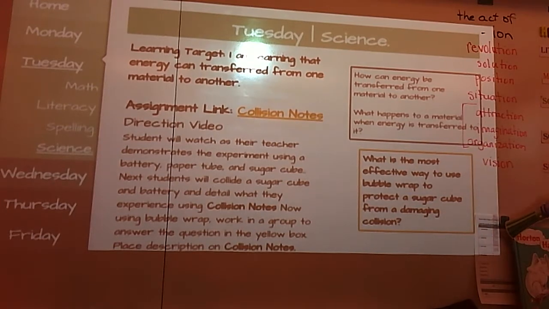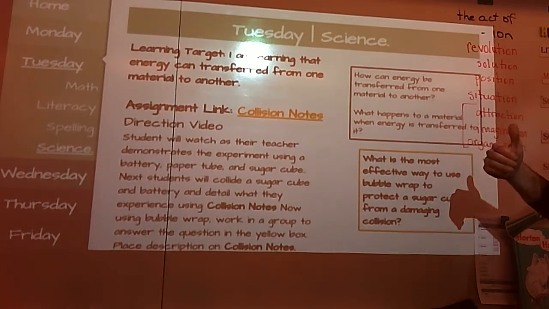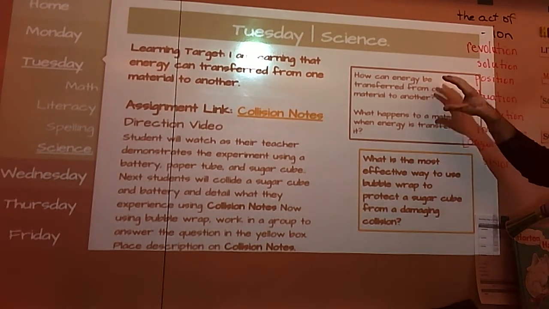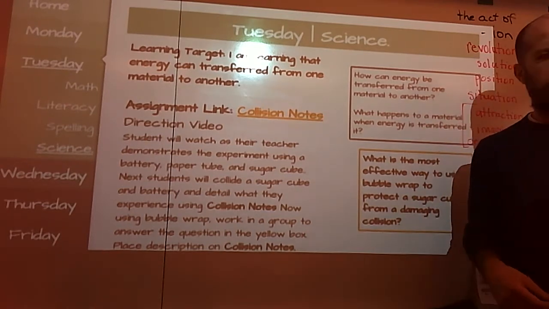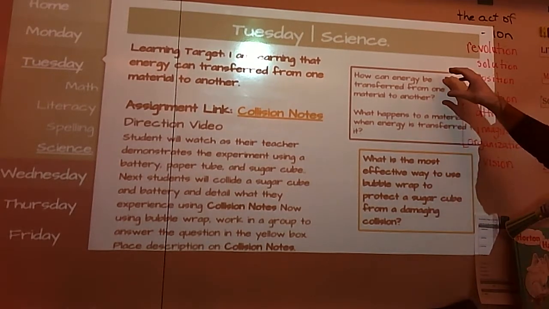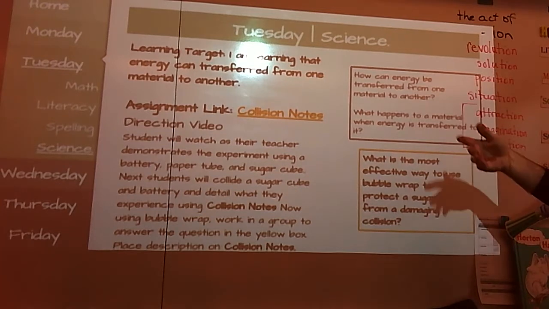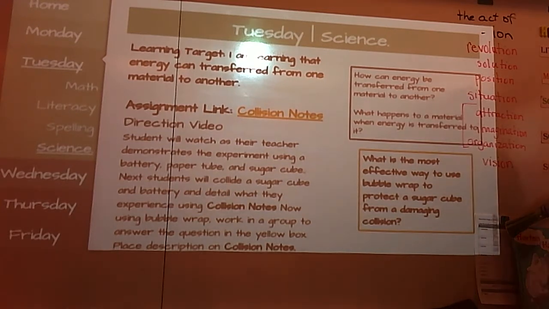So let's take a look at some of these questions in our boxes. Like in the first box here, how can energy be transferred from one material to another? And what happens to a material when energy is transferred to it? We talked a little bit yesterday about energy being transferred through motion, like our example with the ball that Xavier threw to me and me catching it. Otherwise, we know that energy was transferred in motion with the dropping of the battery. What happened to the material when energy is transferred to it? Think about what happened to the sugar cube when the battery collided with it.